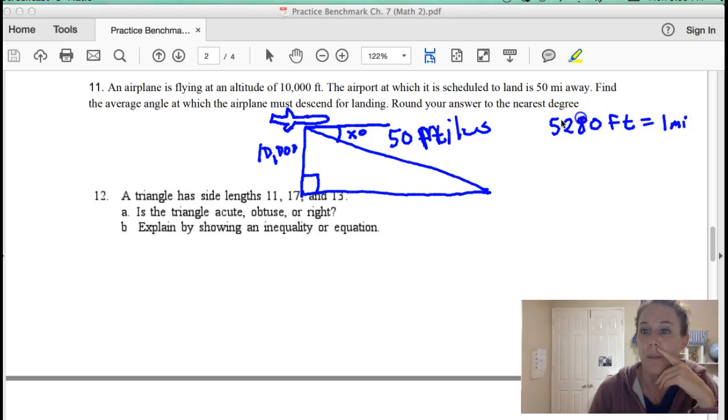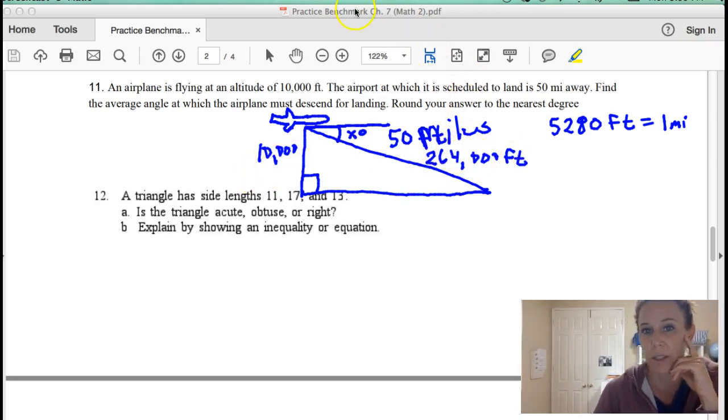Okay, so I might be inclined to change miles to feet. So if I do 50 times 5,280, let me calculate that, I'm going to get 264,000 feet. All right. So now these are both in feet. Now I can go ahead and figure this out.